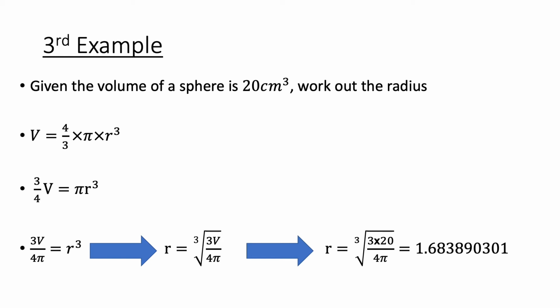So don't forget your units, guys. If you're looking at radius or diameter, it's always units, so centimeters, meters, and so on. If it's volume, it's always cubed, and if it's area, it's always units squared.